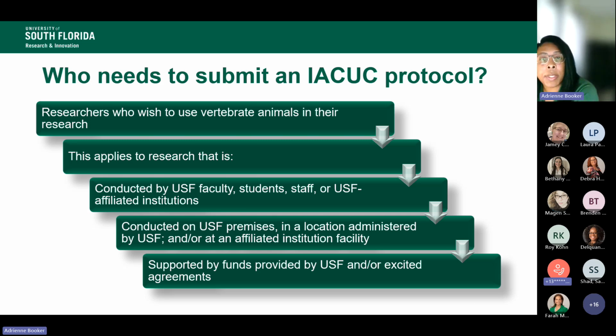The requirements apply specifically to research that falls into the following categories: research conducted by USF faculty, students, staff, or institutions affiliated with USF; research performed on USF premises, at locations administered by USF, or within facilities affiliated with those institutions; and finally, research that is funded by USF or supported through executed agreements involving USF resources. By adhering to these requirements, we ensure that all animal-related research is conducted responsibly, ethically, and in compliance with institutional policies and federal regulations.